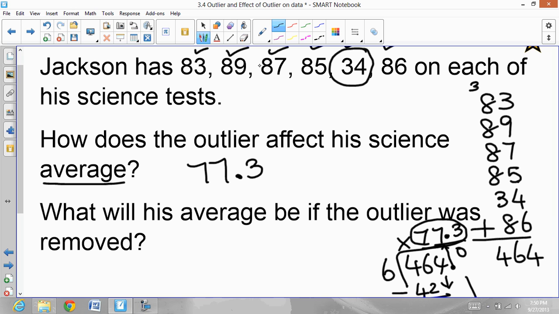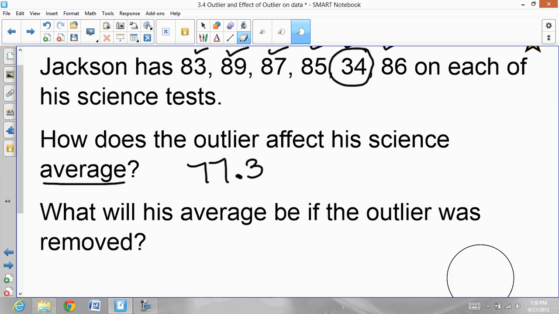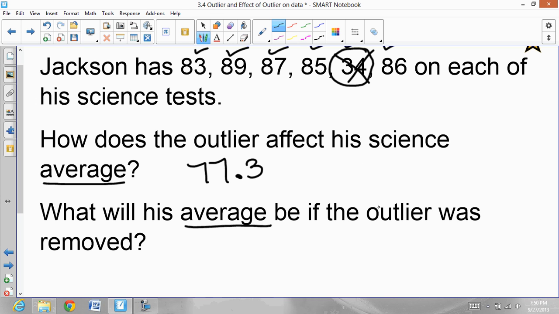77.3. Now, on the other hand, let's assume his science teacher says, okay, you were such an awesome student. You had 83, 89, 87, 85, 34, and 86. Let's see what his average will be if the outlier was removed. If his teacher says you can drop the lowest score, he is going to be happy and say, okay, I'm going to take the 34 out, and now I'm going to find what my average is going to be. So the outlier is removed. Now let's find the average.